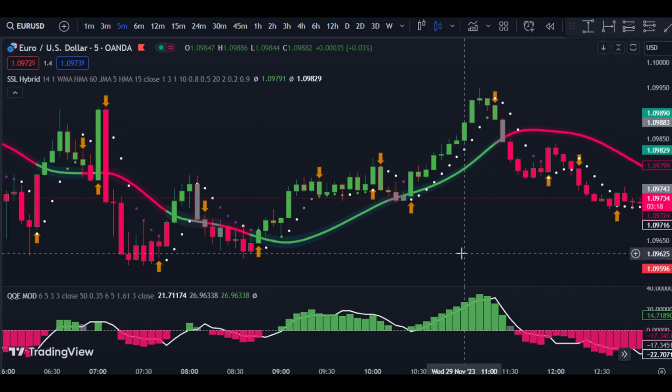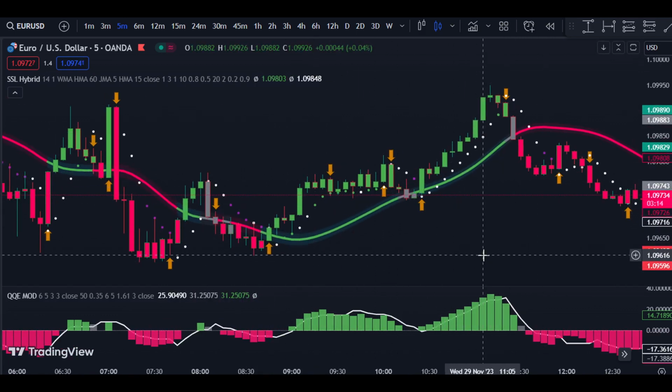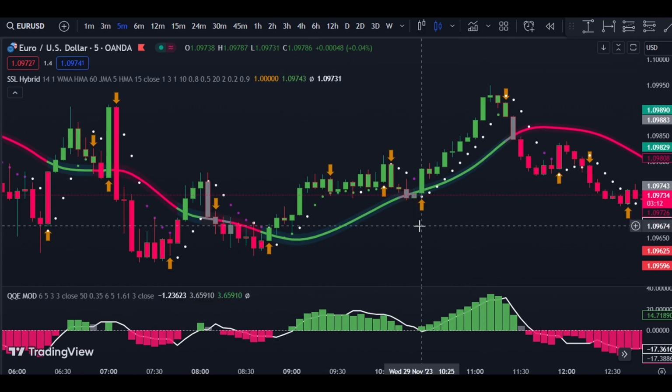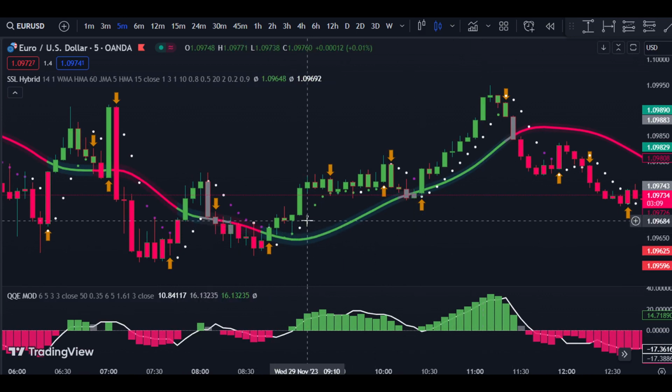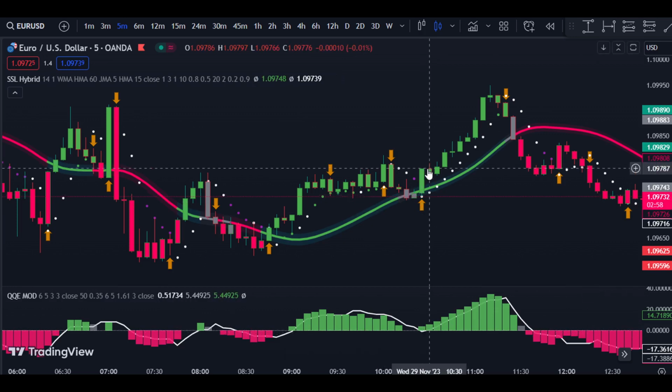So for the strategy, the first thing that we're going to identify is whether or not the bars are green or red. So of course, looking for a long position, we're going to wait until everything is in the green. Then we're going to wait until one of these up arrows appears. That's our indication to take a long position. But we're going to check the QQE mod, which also has to be in the green at the close of the bar. So if these conditions are met, we can take our long position.